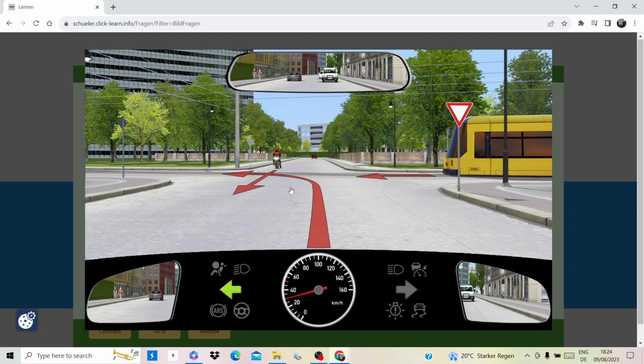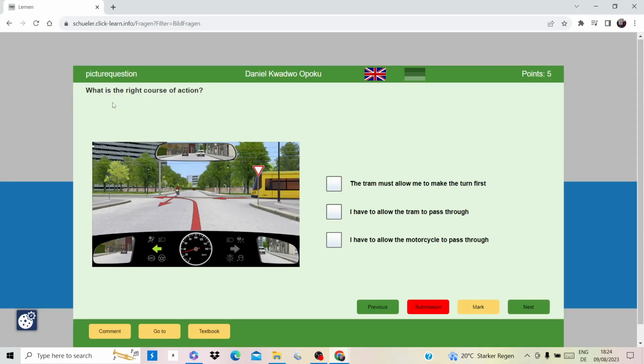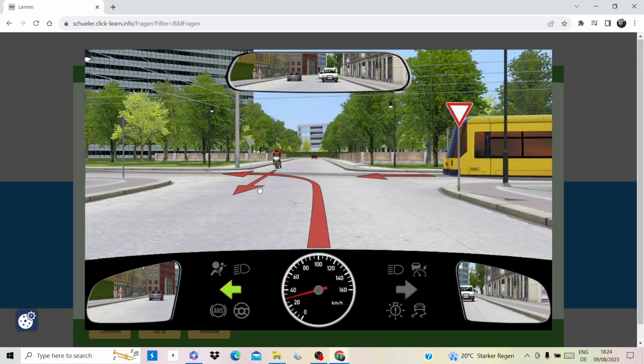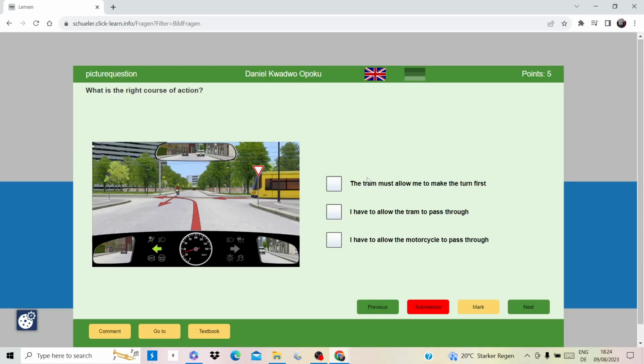Now let's go back to the question. What is the right course of action? Answers: the tram must allow me to make the turn first. It's wrong. The tram is on the priority road, therefore it must move before I move. So this answer is wrong.